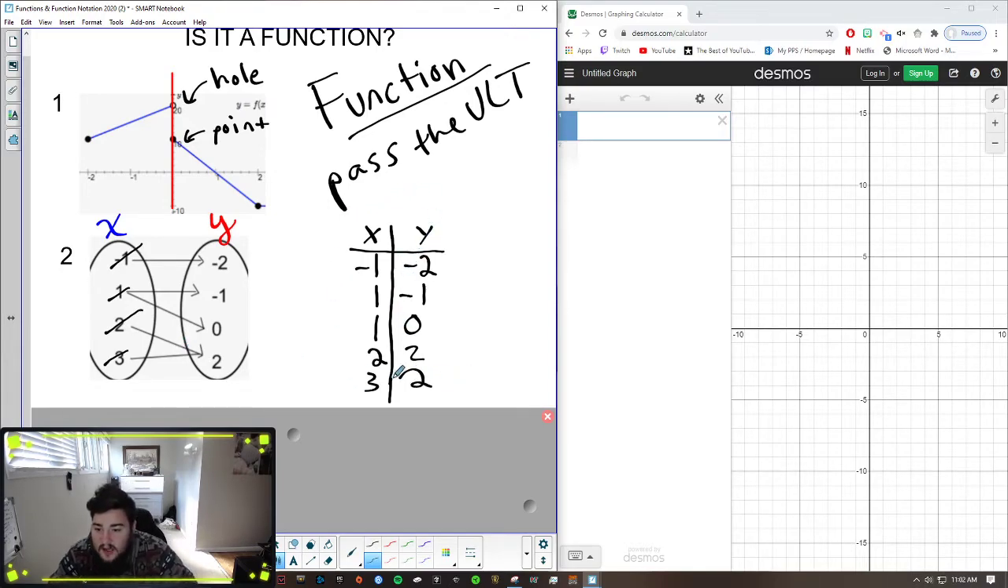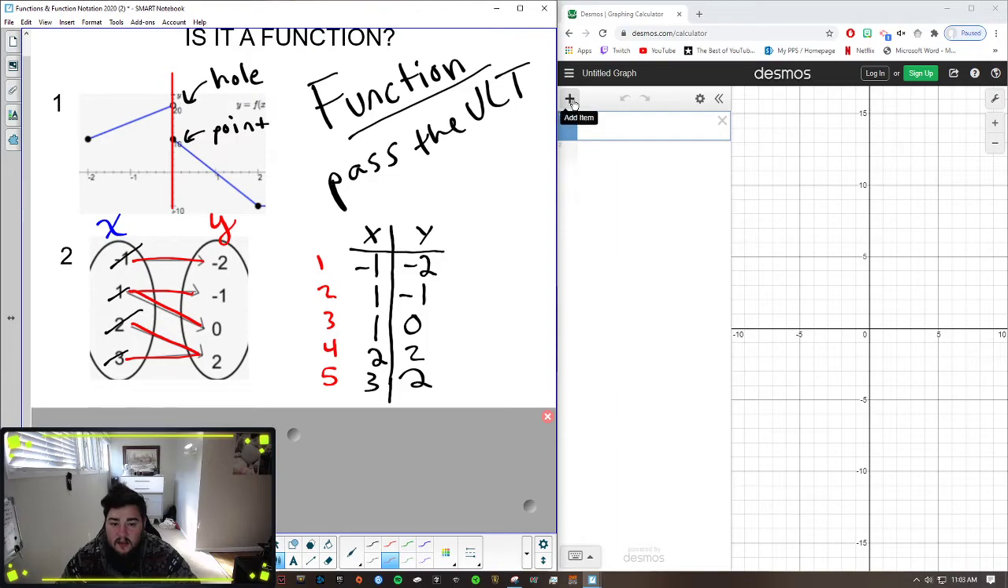Now that I have my table, I need to always double check. I have 1, 2, 3, 4, 5 arrows, which means I should have 1, 2, 3, 4, 5 points, which I do. So now that I have my table, I'm going to go over to Desmos.